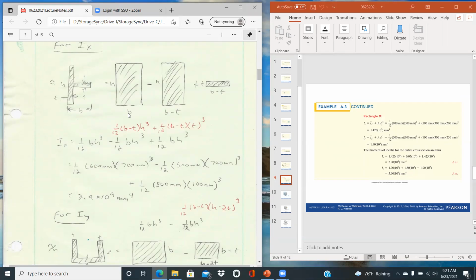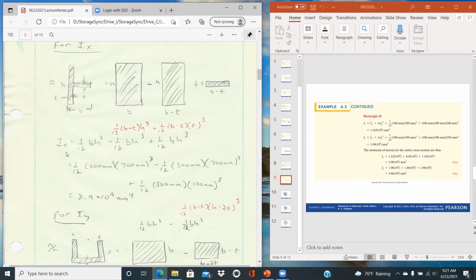And so with that definition, this first big rectangle would be base times height. The second rectangle would be a base minus the t, and the height would still be h. And then the third rectangle would be base minus t, and the height is also t. And so it's just going through and solving that.